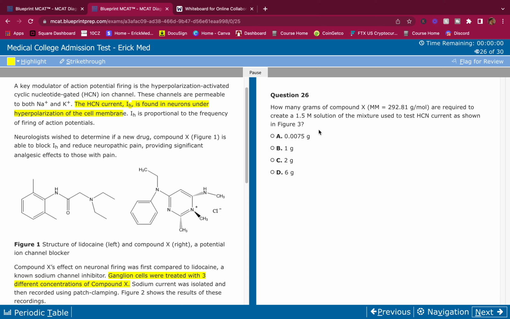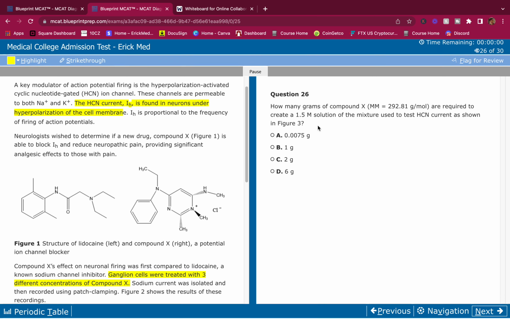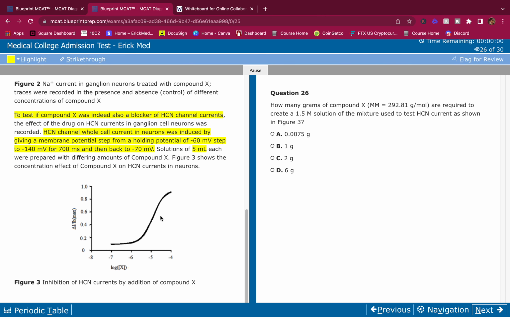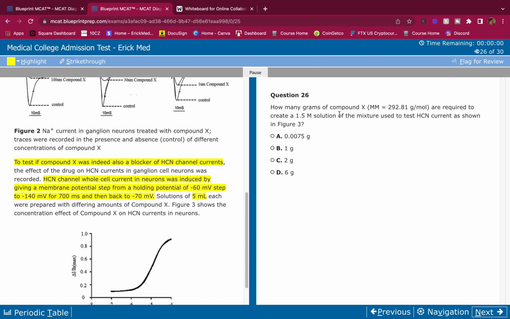How many grams of compound X, molecular weight 292.81 grams per mole, are required to create a 1.5 molarity solution of the mixture used to test HCN current as shown in figure 3? Wow. Okay. How many grams? They want the grams here.